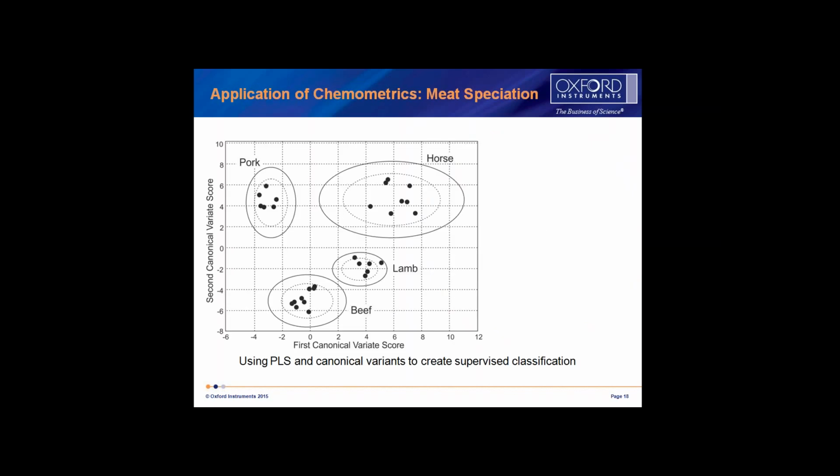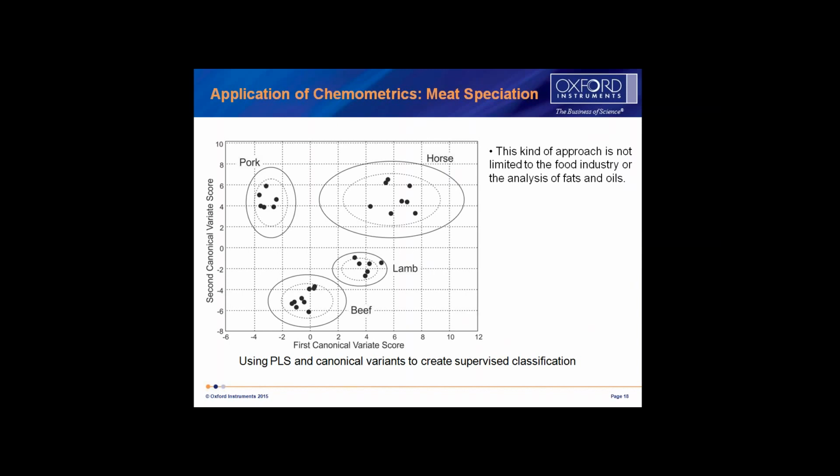We can extend this using a different set of statistical tools, in this case partial least squares, to try and do a supervised classification of different species. So here we take our data sets to build the model, and subsequently we run test samples to identify which species of animal the meat has come from.